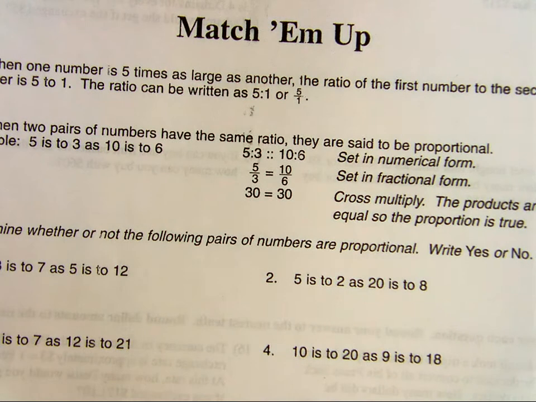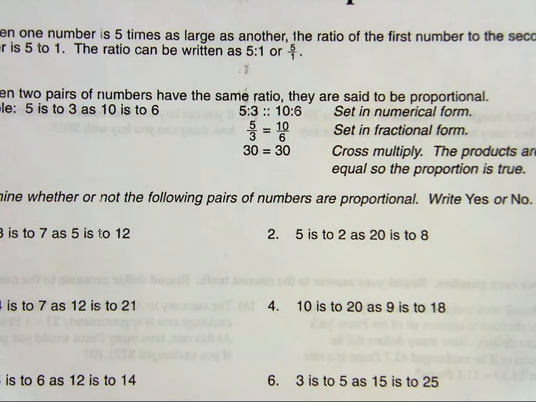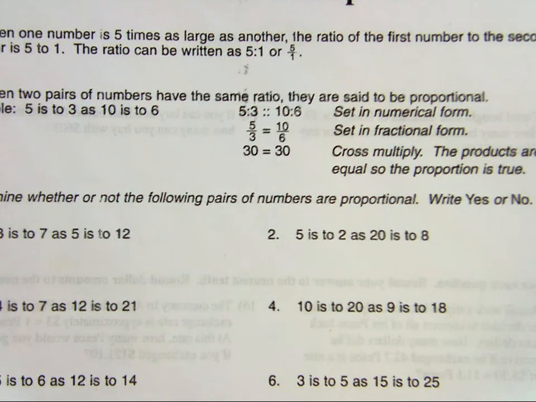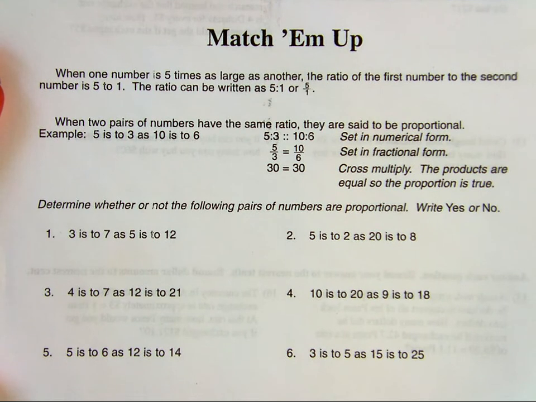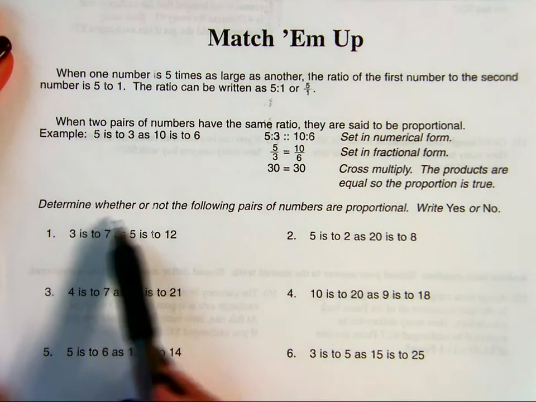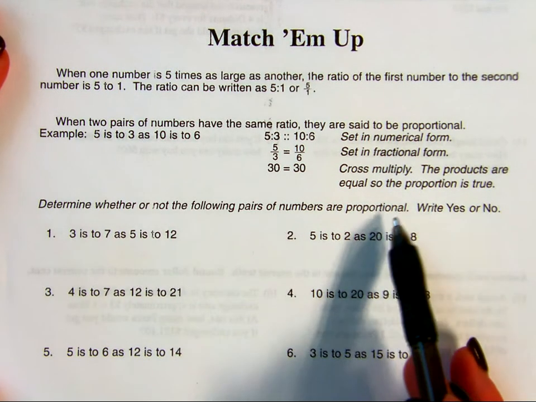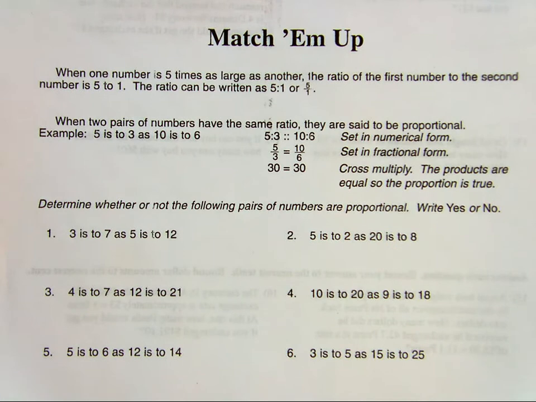So we're going to talk about the transition from ratios over to proportions, all right? So we're going to match these up here. So it's asking you right now, so we're kind of taking a step back here, to determine whether or not the following pairs of numbers are proportional or not. There's a whole lot of just yes and no's going on, right?